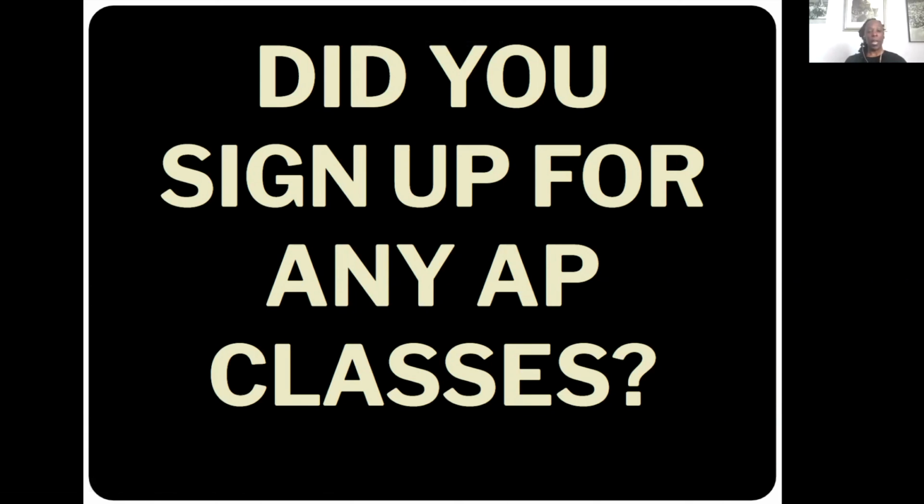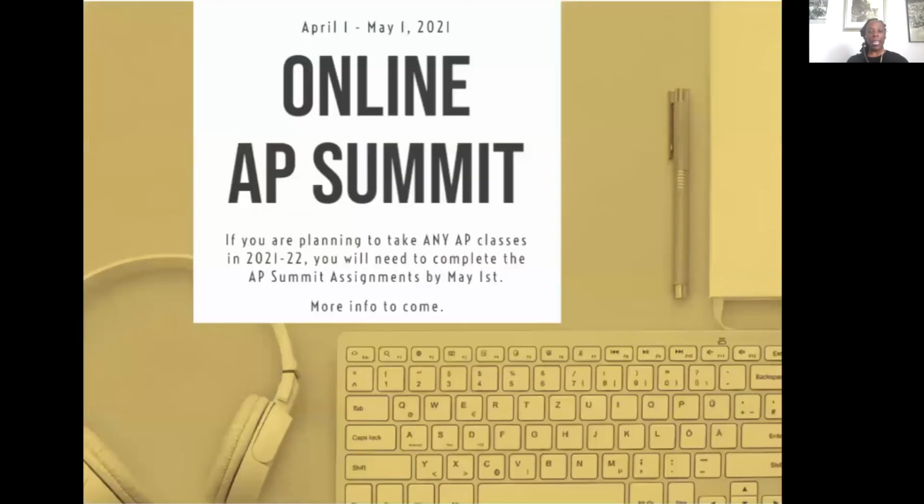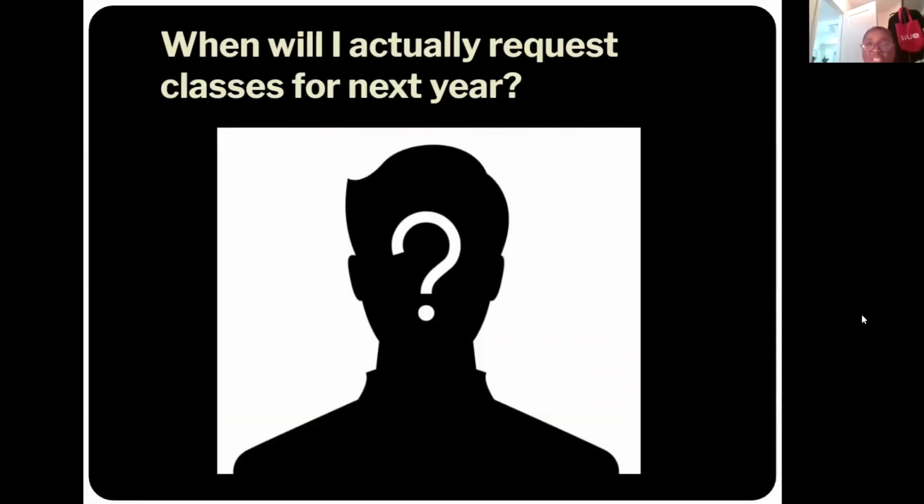So if you signed up for APUSH, if you signed up for AP English Language, make sure that you are aware that there is an AP Summit that will be online this year, April 1st to May 1st. If you signed up for one of these classes, you must complete the assignment by May 1st. More information will be available to you. So hopefully you did sign up for one of those classes, and make sure that you sign up for the online AP Summit.